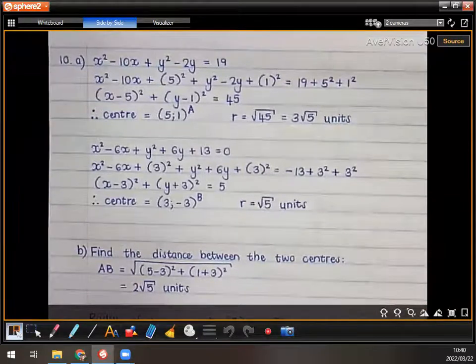And then for the other one, the method was the same. So you can take a look there. Any questions on 10A? 10B was a difficult one.